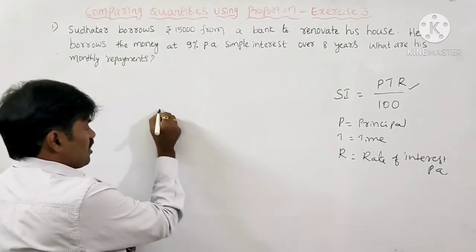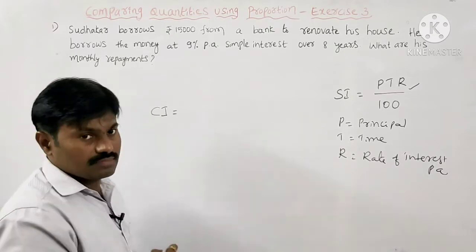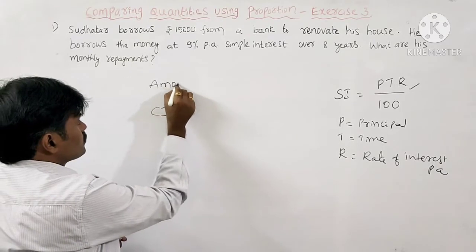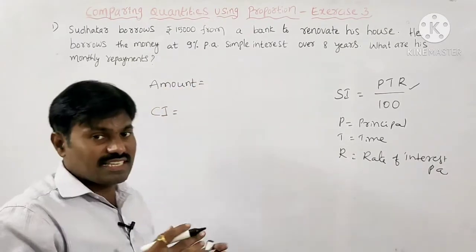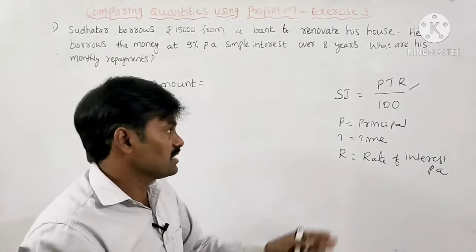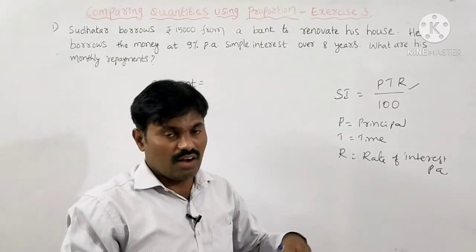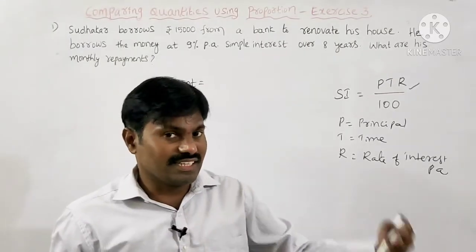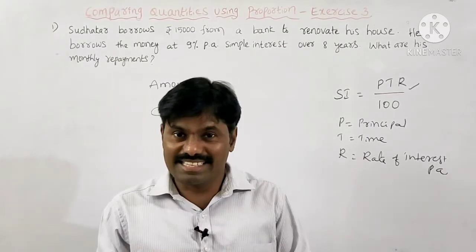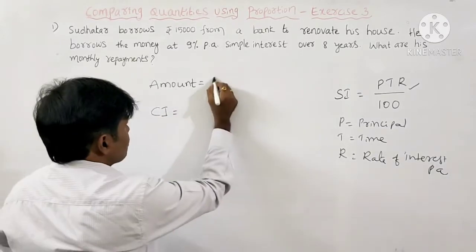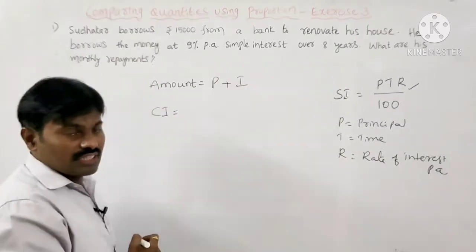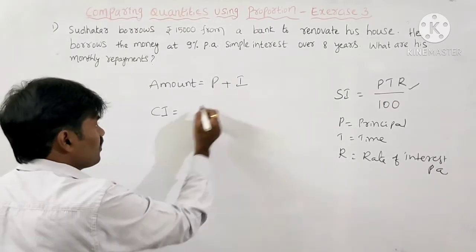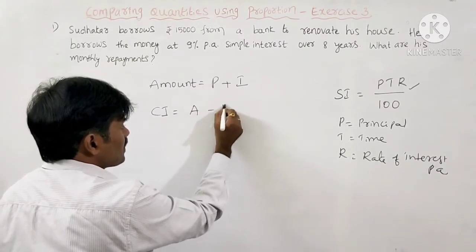Already earlier we have discussed compound interest. Here usually we find the amount. First we have to discuss amount. What is the amount formula? That is principal plus interest. After completion of a few years we have to pay principal along with interest. So principal plus interest gives us amount. Here it may be simple interest or compound interest, same formula. Now if I want only compound interest, it becomes amount minus principal.